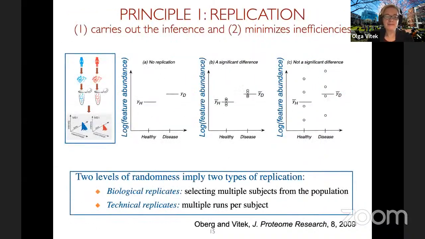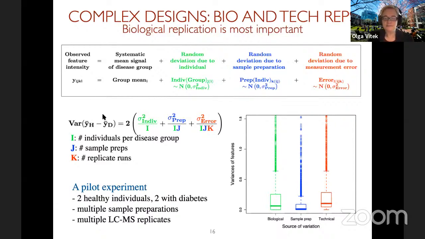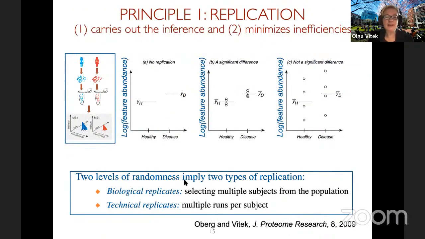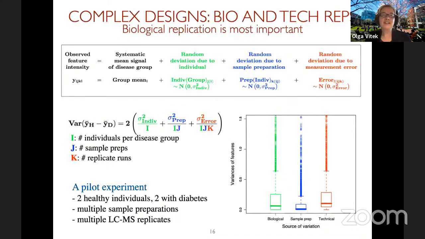So maybe just before we get to this, as I said earlier, we have two types of replicates, biological and technical replicates. So how do we mathematically characterize the effect of replicates on our conclusions? Just like earlier, I talked about analysis of variance, how it extends the t-test to more complex situations, such as multiple groups. So analysis of variance can be extended further to also characterize different layers of replication.